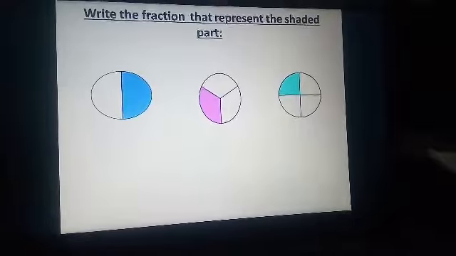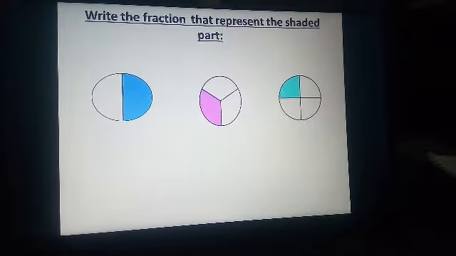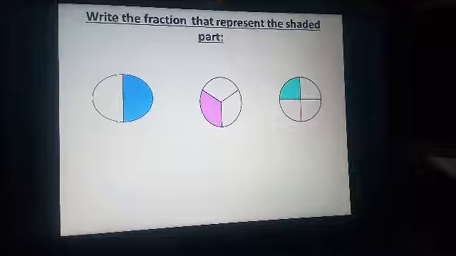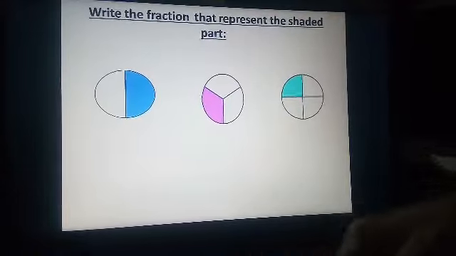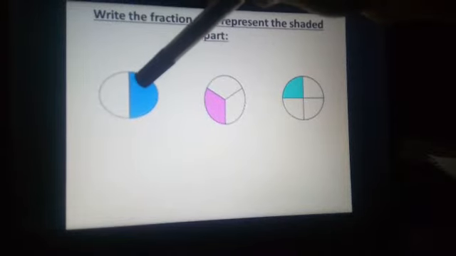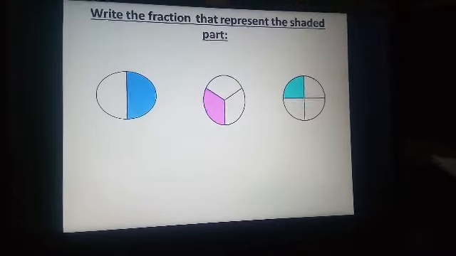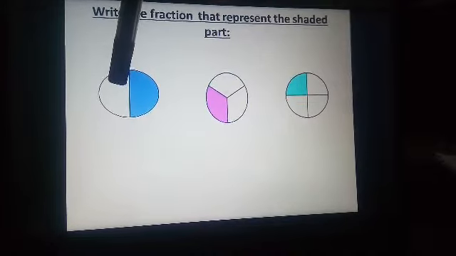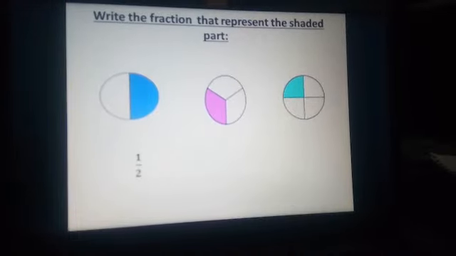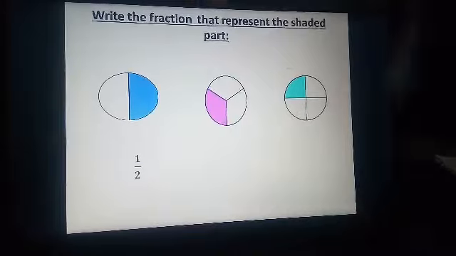Write the fraction that represents the shaded part. What is the meaning of shaded part? The colored part. I will make here a small line and I will write up number what? 1. Excellent. The number of colored parts, just 1. And I will write down the number of all parts, count them. 1, 2. It will be half.